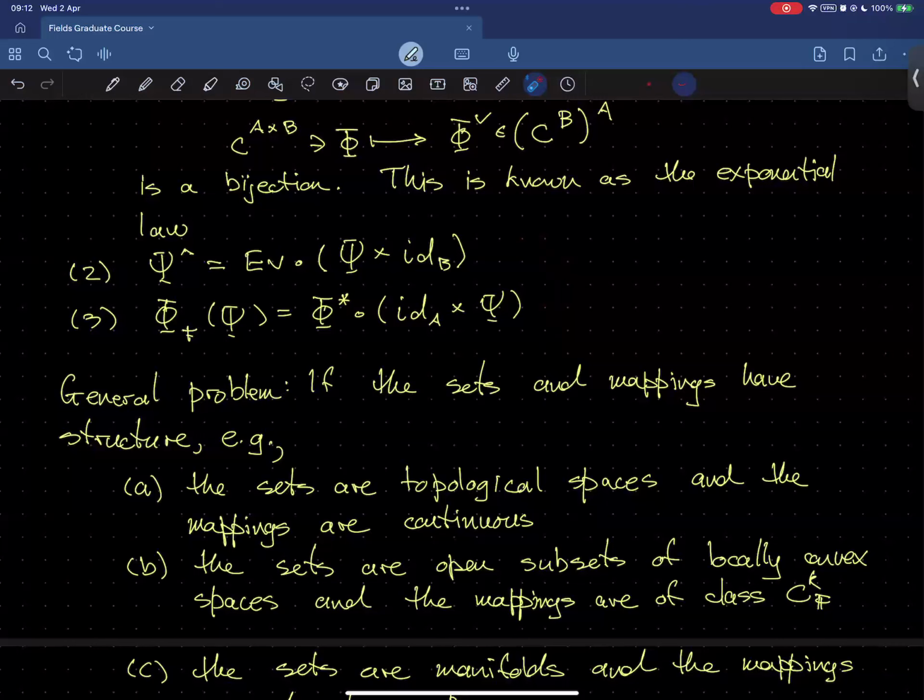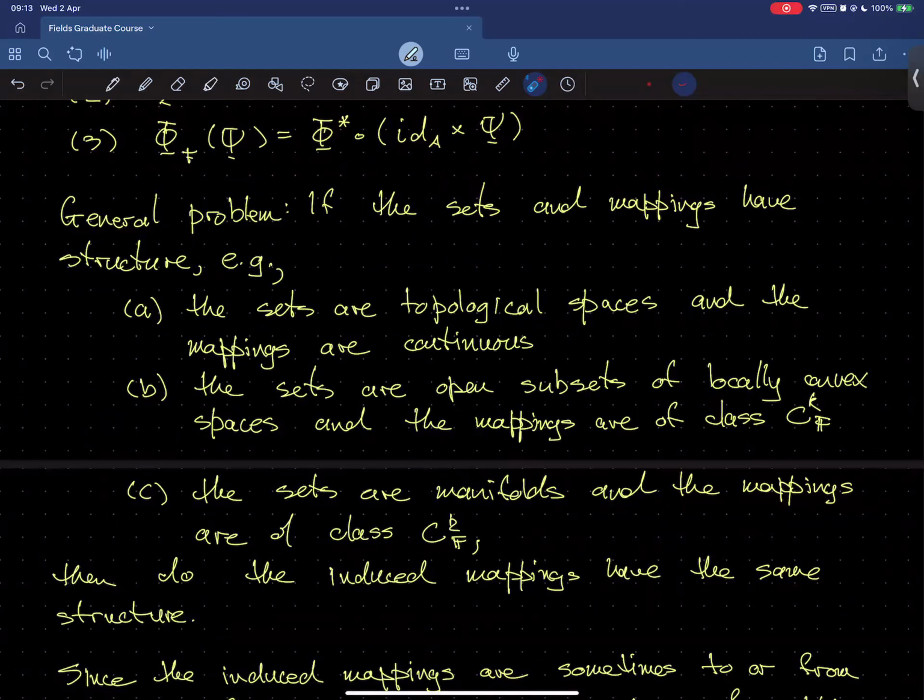Okay, so that's all just mappings between sets, which is not a very interesting context in which to talk about very much. And in this course, we've been talking about mappings between sets which have various properties, corresponding to the properties of the sets. For example, the sets might be not just sets, but topological spaces, and the mappings might be continuous. Right?